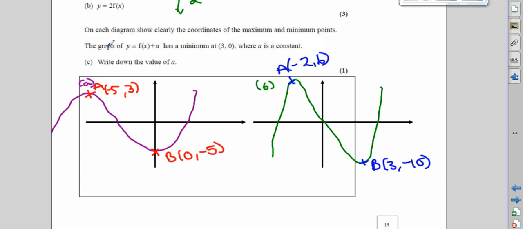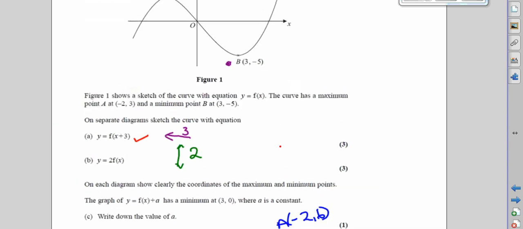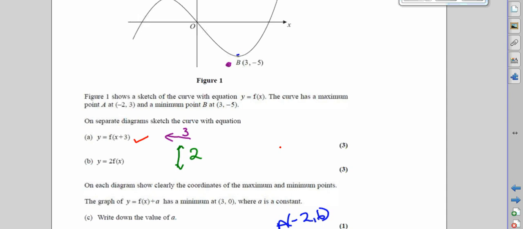So next, the graph of y equals f of x plus a has a minimum at 3, 0, where a is a constant. So if we have a look here, the minimum, which is this point here, has been moved to 3, 0, which is this point here. So what's happened? Well, we've moved up by 5 spaces.